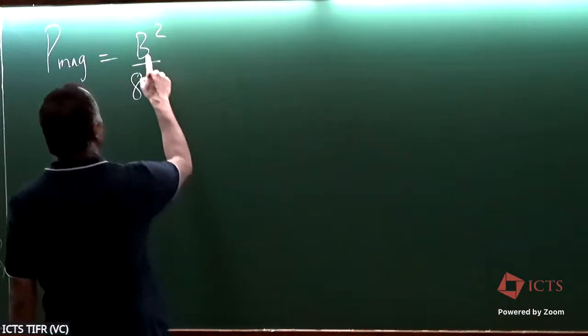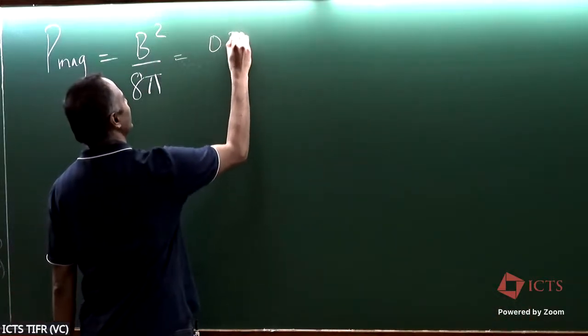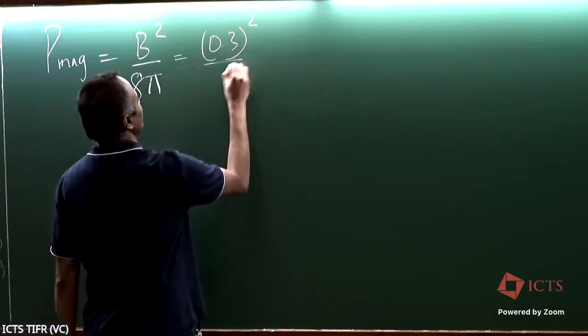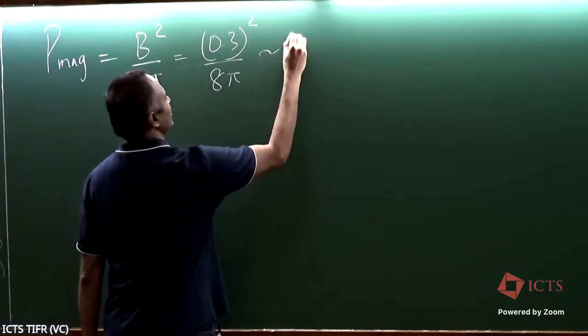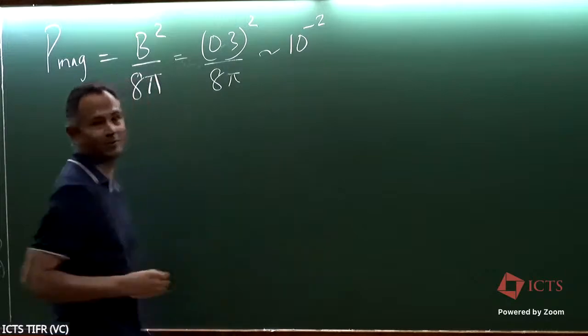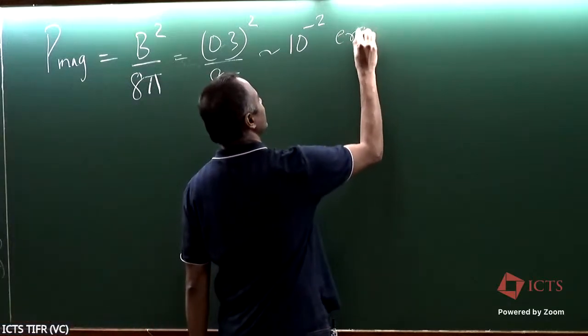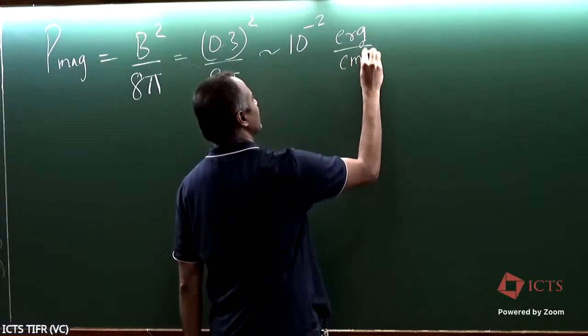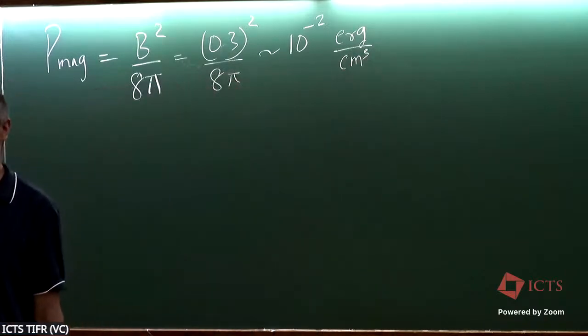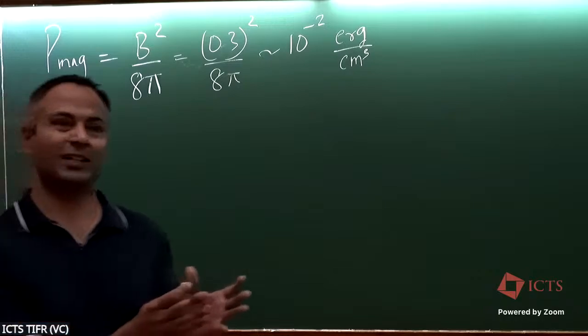Okay, so this is roughly about 0.3. So it's of the order 10 to the minus 2, right? That will be roughly the order of this. And that's ergs per cubic centimeter. Okay, now that's the amount of energy that's there in the magnetic field per cubic centimeter.